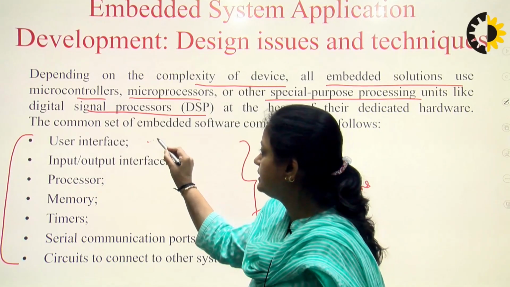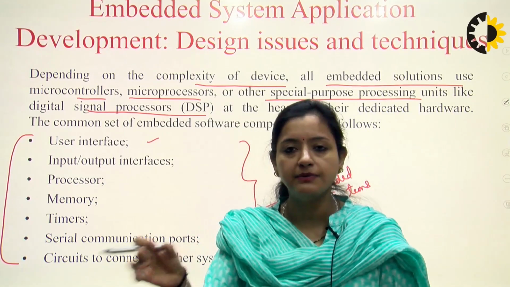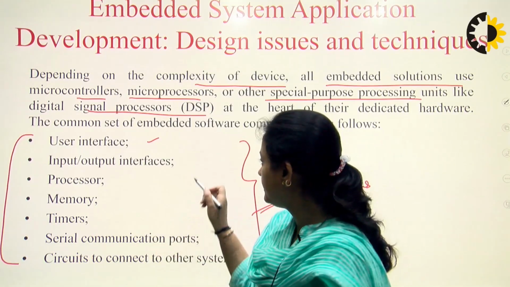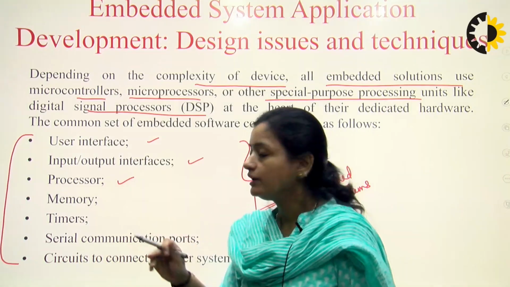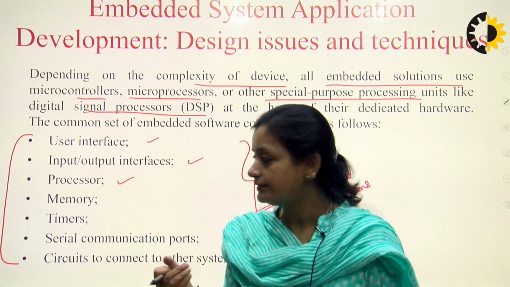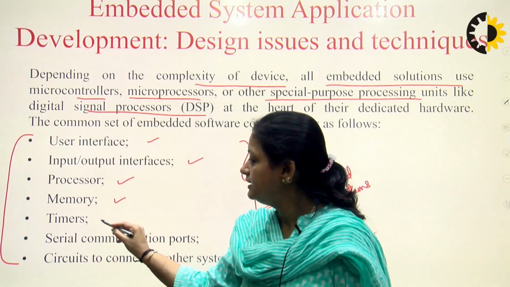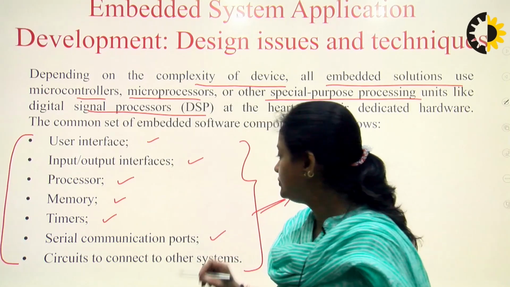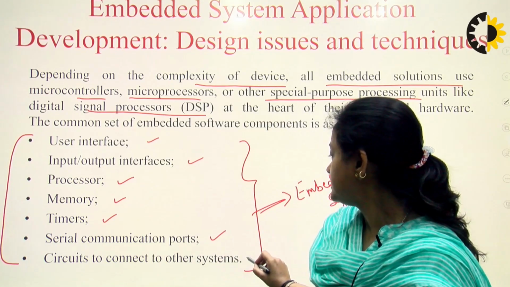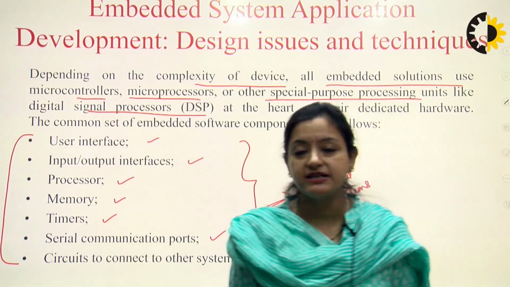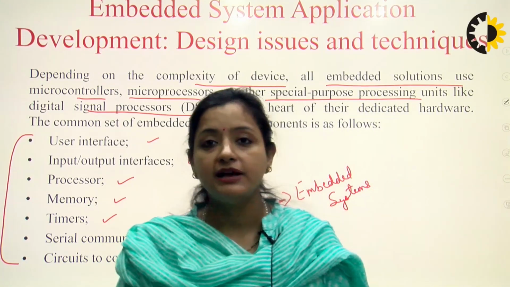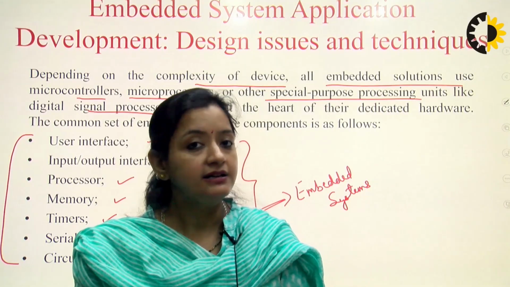That is the user interface, जहां से आपका user अपने ऐप को, पूरे embedded system को control कर पाता है. Input output interfaces are there. Processors including microprocessors, microcontrollers of different types. Memory is there. Timers are there. Serial communication ports are there. And there are circuits to connect to other systems. So these are the various basic components which all together make up an embedded system.